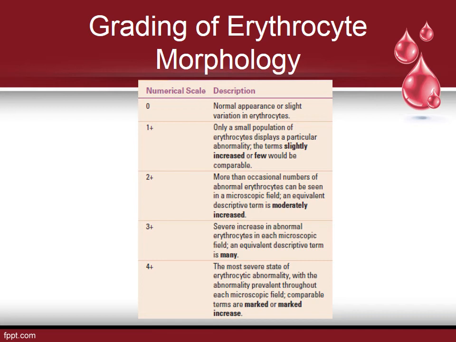3 plus, severe increase in abnormal erythrocytes in each microscopic field. An equivalent descriptive term is many. And 4 plus, the most severe state of erythrocytic abnormality, with abnormality prevalent throughout each microscopic field. The comparable terms are marked or marked increase.